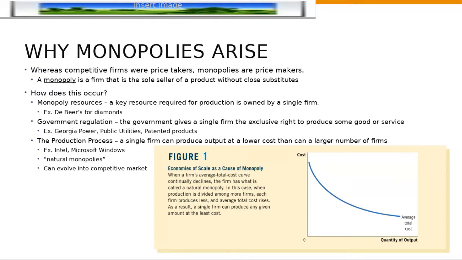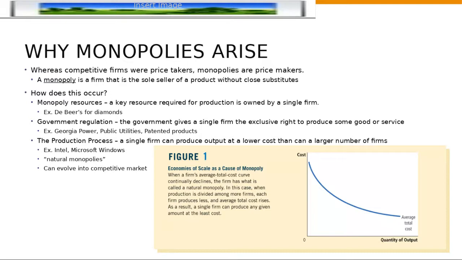Another way that a monopoly can occur is through government regulation. This is the idea that the government gives a single firm the exclusive rights to produce some good or service. Think about Georgia Power Company, and other public utilities such as your town's water supply. Patented products are another version of this. When you create a product that is original, you can apply for a patent, and if you win that patent, you are allowed a 10-year window to be the sole producer.